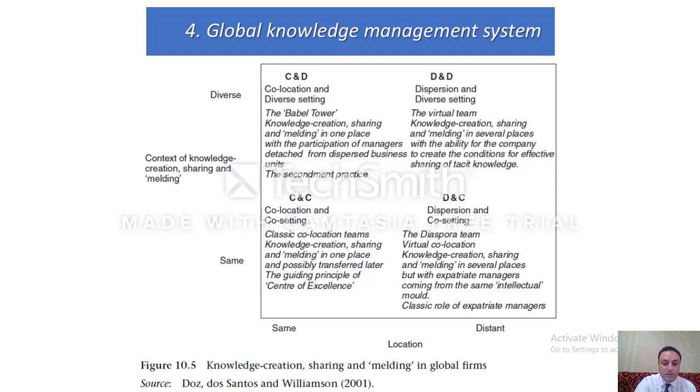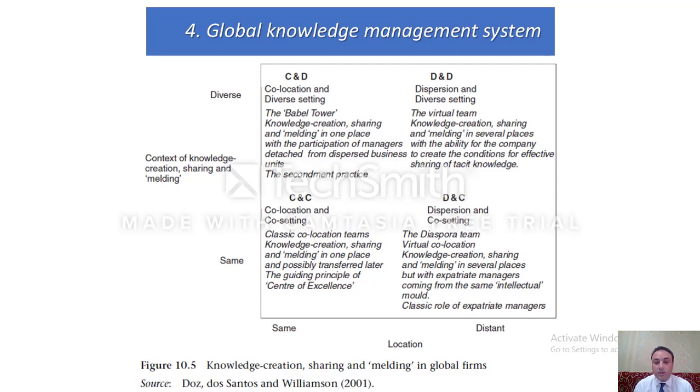So we can see the same location and the same context, and the possibility of being transferred later, the guiding principle of center of excellence. When we can see another example, the model of C and D, we have the same location but different contexts, at the co-location and diverse setting. The knowledge creation in one place with the participation of managers detached from dispersed business units, and the second practice.